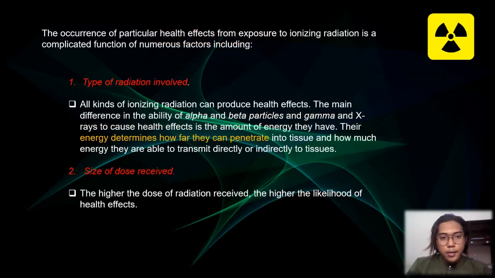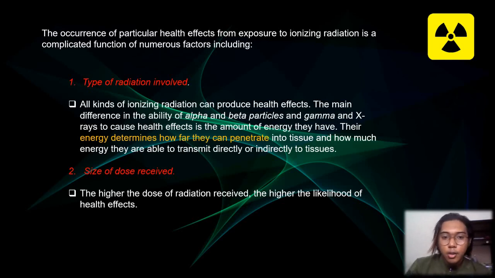Okay, as I said before, the amount of harm risk depends on several factors. The first one is the type of radiation involved. All kinds of ionizing radiation can produce harmful effects. The main difference is the amount of energy they have, for example, alpha, beta, and gamma. The energy determines how far they can penetrate into tissue and how much energy they are able to transmit directly or indirectly to tissues.